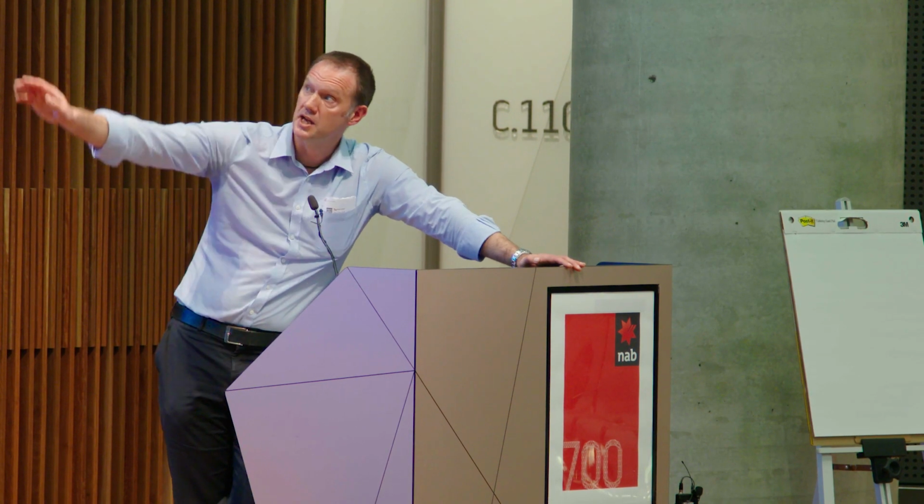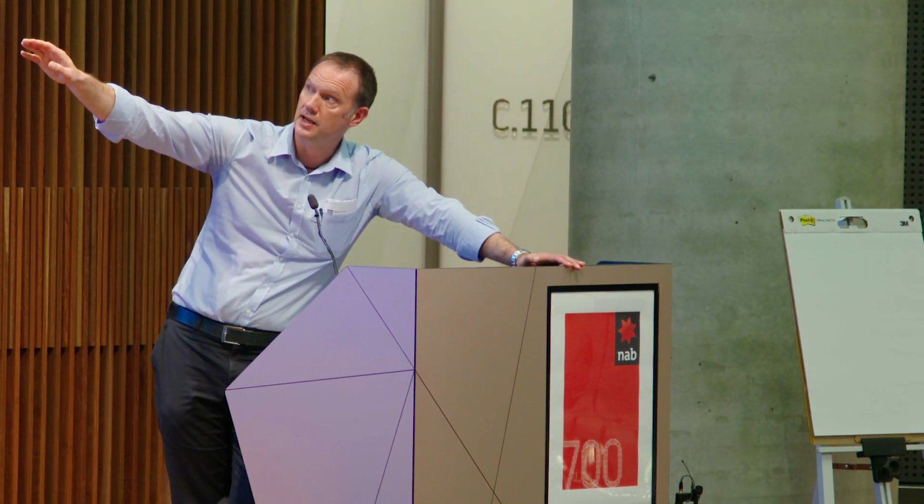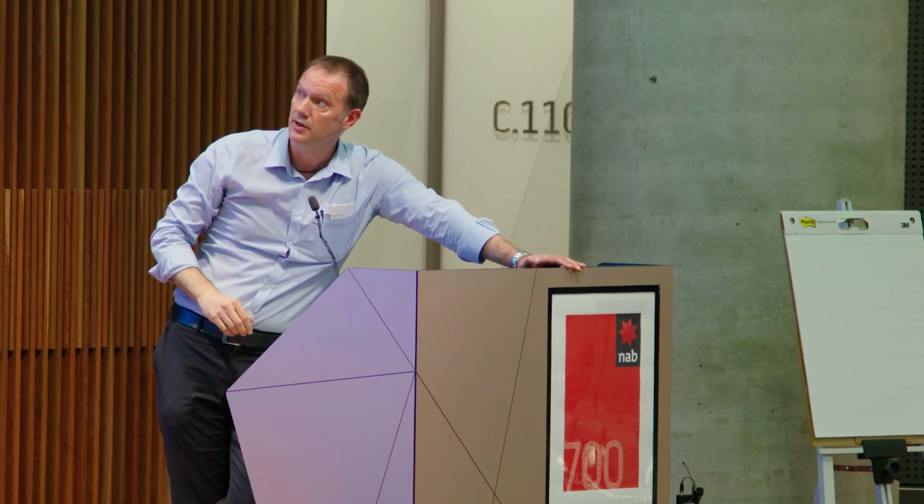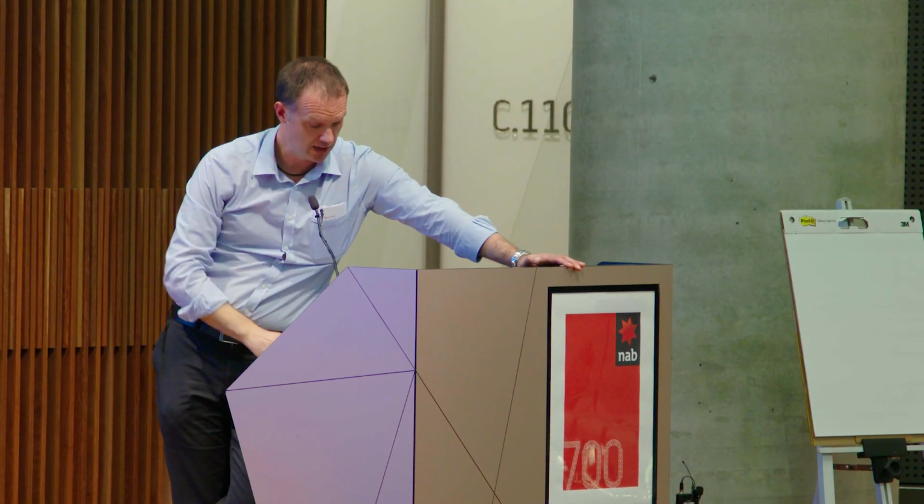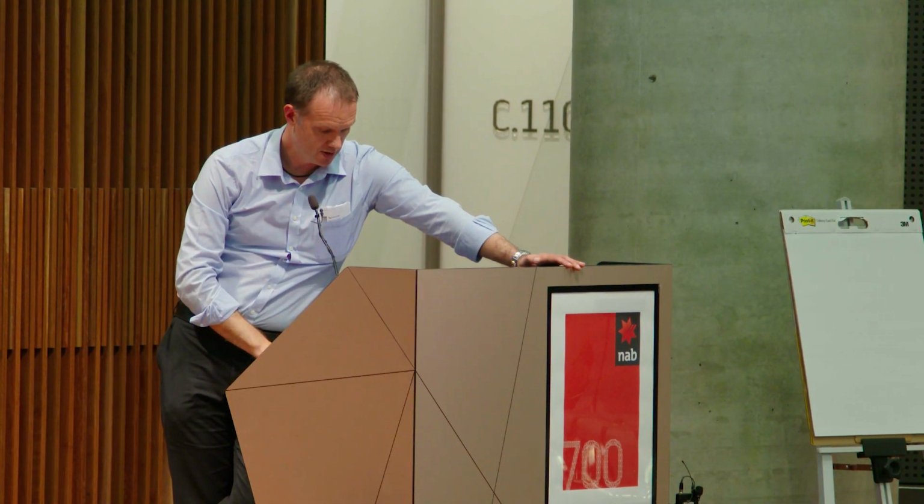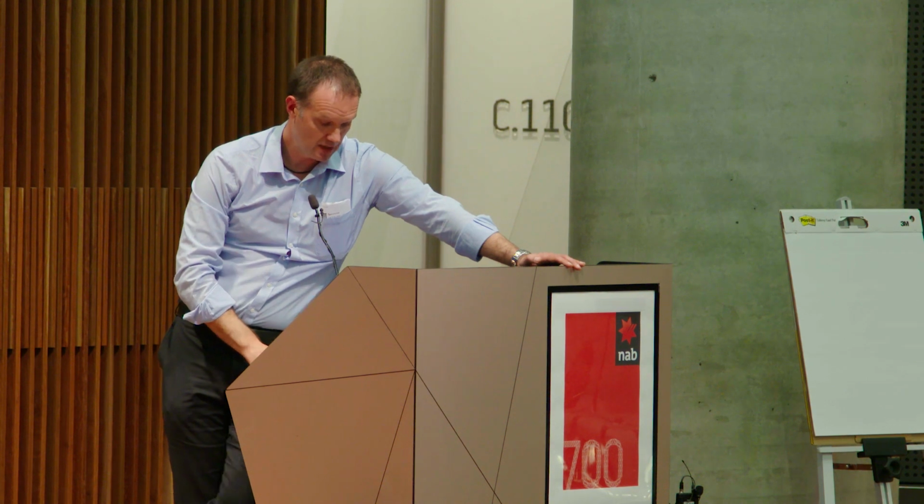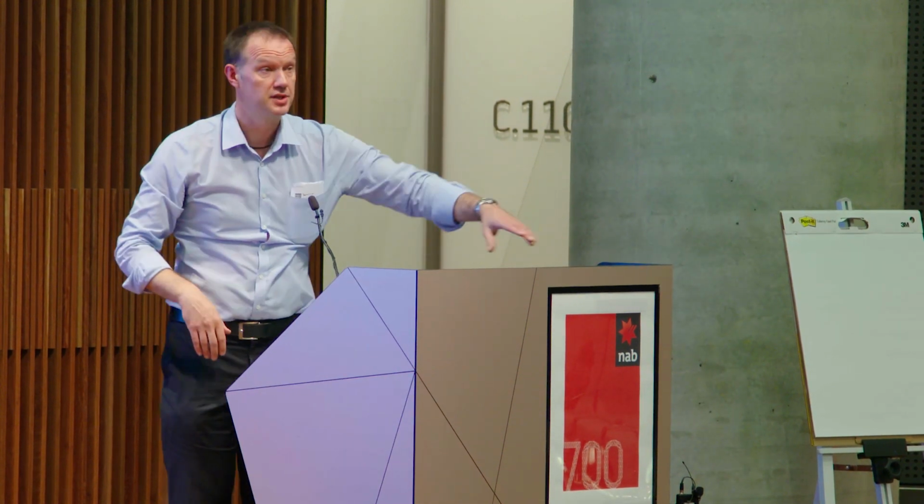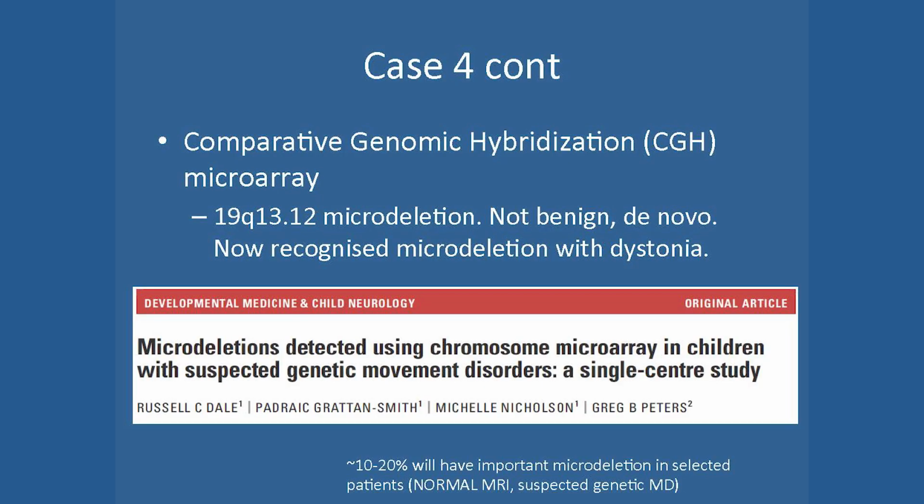And again, you can appreciate this asymmetry of his arm swing. He's struggling to heel strike, and he's also got that sort of dystonic posture of his feet. But he had a very large microdeletion involving 19q13.12, which was not considered to be benign. We showed it was de novo and new, and it was very large, so relatively high likelihood of being pathogenic.